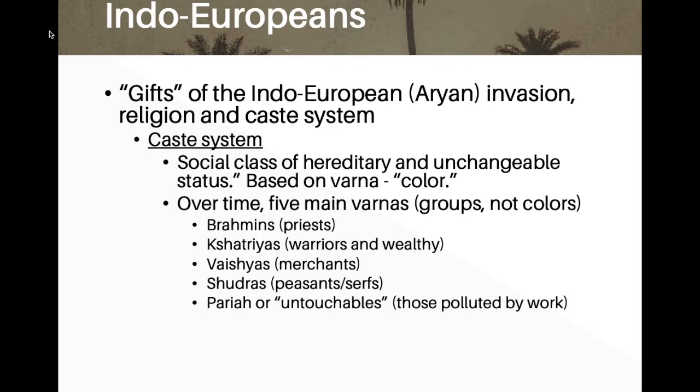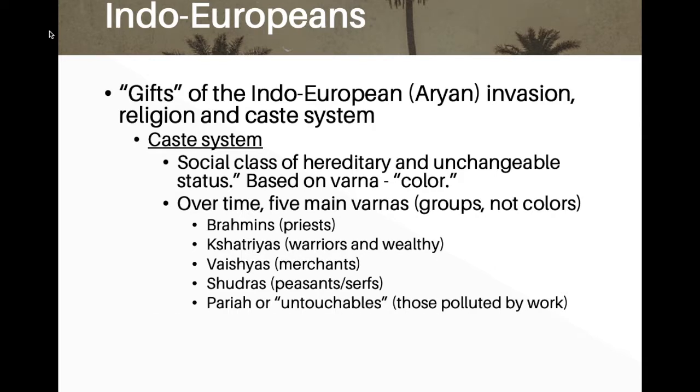The next is actually pronounced Kshatriyas. The Kshatriyas are warriors and the wealthy. The next is the Vaishyas. Where it says merchants, that's actually pronounced Vaishyas. Then there's the peasants and serfs, which were the Shudras. And then you can see the very last group were the pariah, or the untouchables, because they were polluted. So you can see this breakdown here of the 5 main groups.